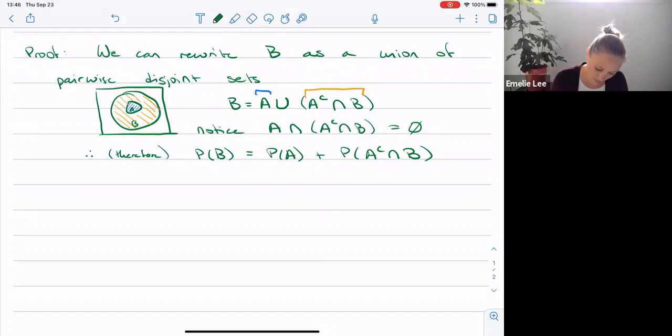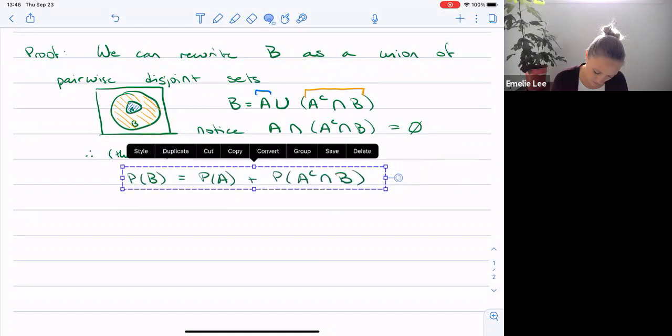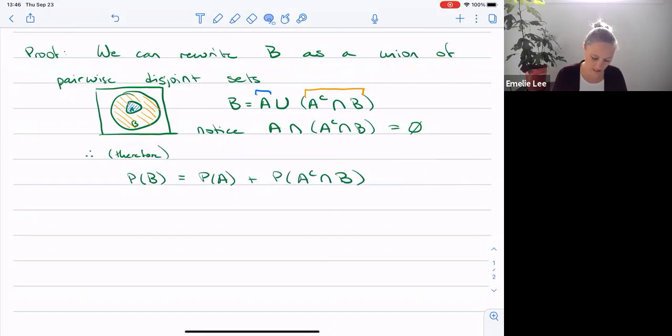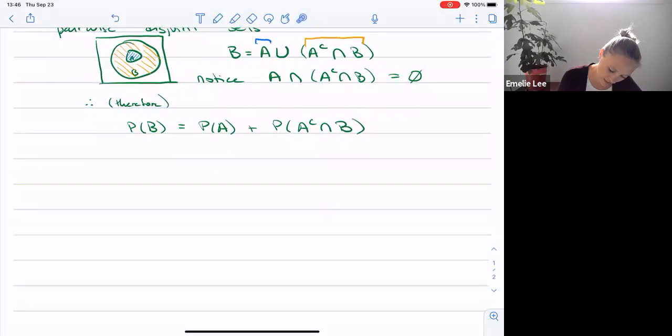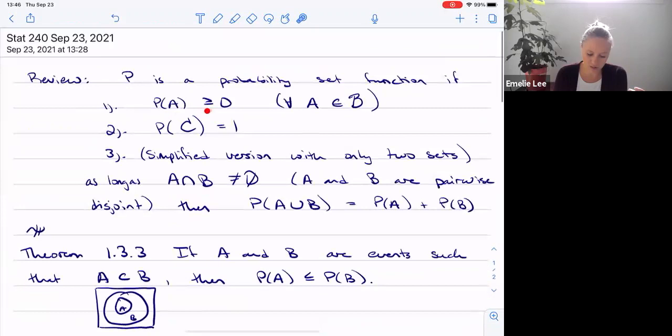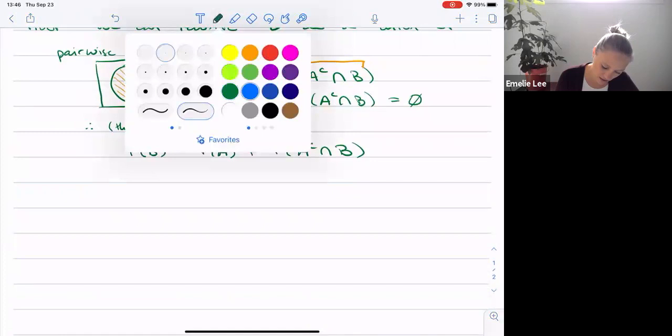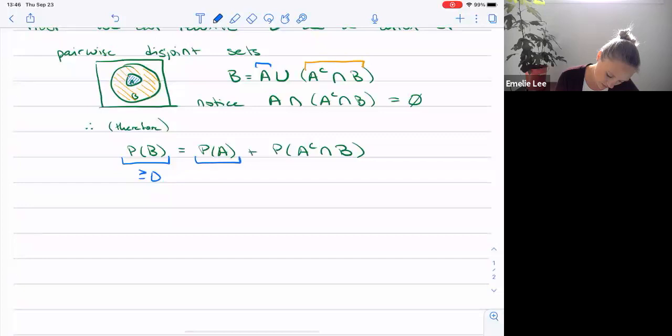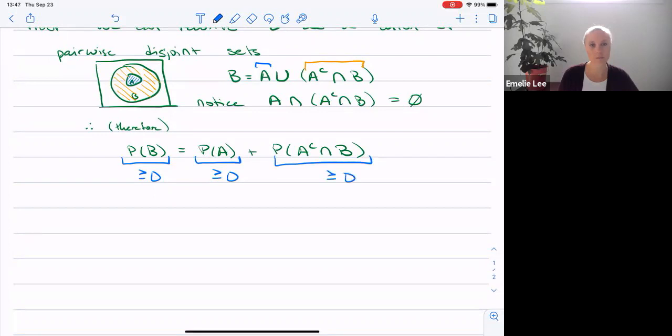So now what I want to do is just copy this so we can talk about it down here, just so it's not so crammed. I'll just pull it down. So now each of these probabilities, as a fact, have to be greater than zero, because they're all probability functions. And that's from this first definition, that for any set, if you have a probability set function, the probability has to be greater than or equal to zero. So what that means is that this is greater than or equal to zero, this is greater than or equal to zero, and this is greater than or equal to zero. Okay, so just as a fact.